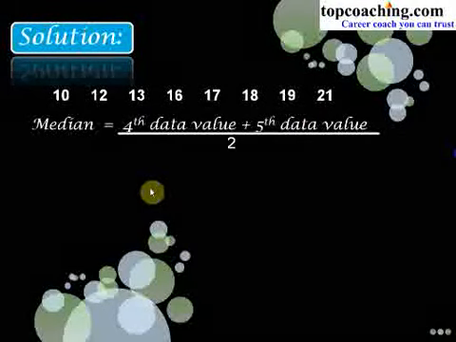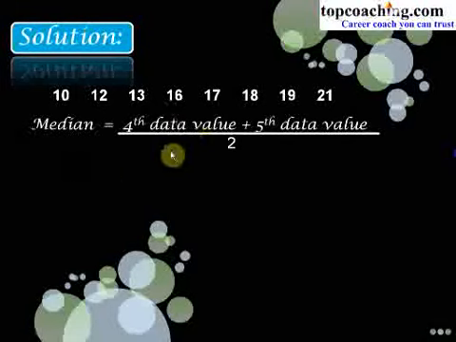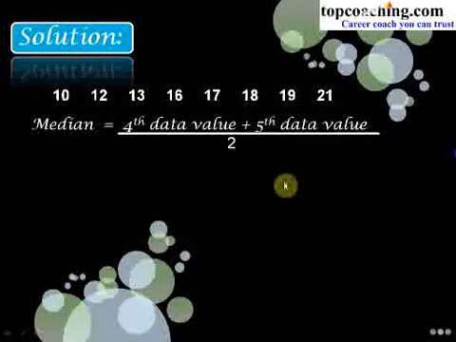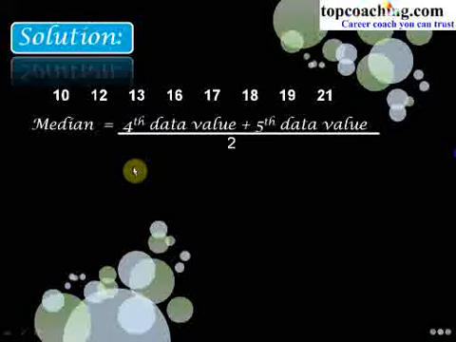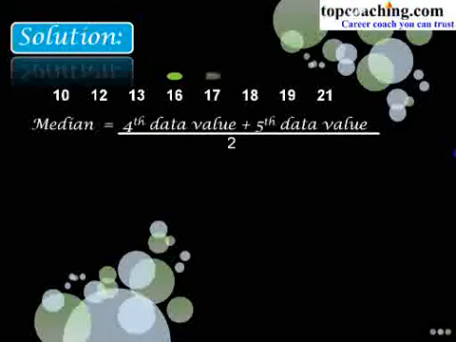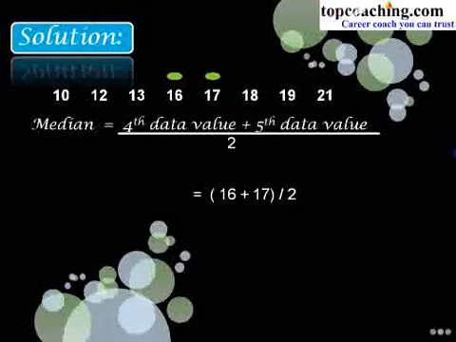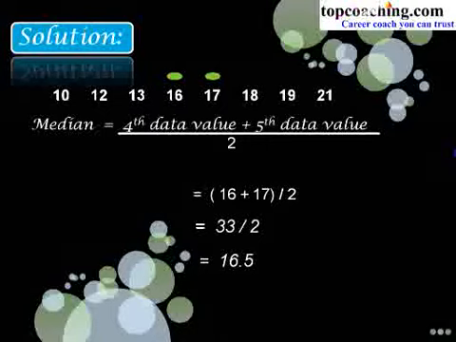Here the value of n is 8. We put 8 in place of n, so it comes to be the 4th observation and the 5th observation. So we have the 4th data value and the 5th data value, divided by 2. Now the 4th data value is 16 and the 5th data value is 17. We put these values in: 16 plus 17 divided by 2 comes to be 16.5. So we can say the median of the given data is 16.5.